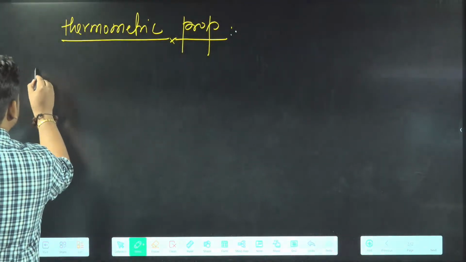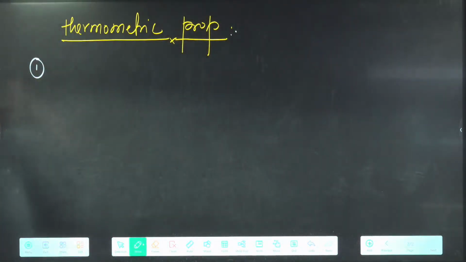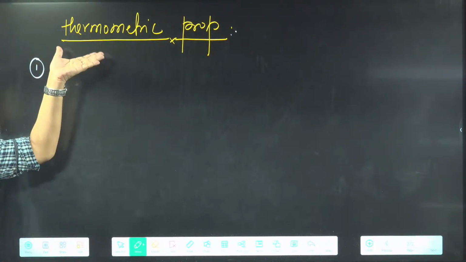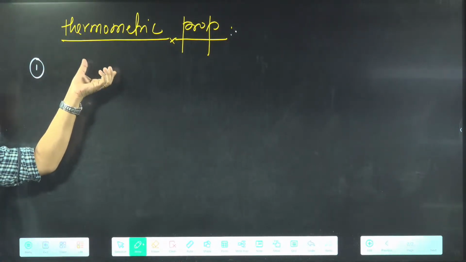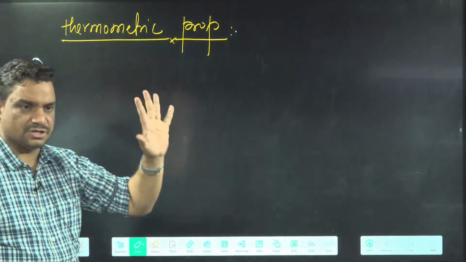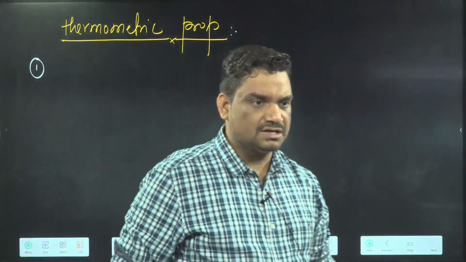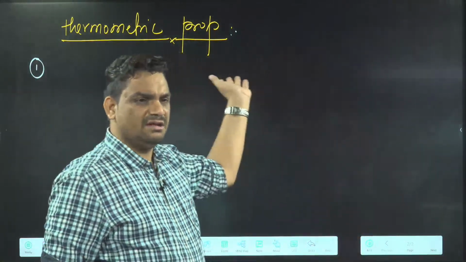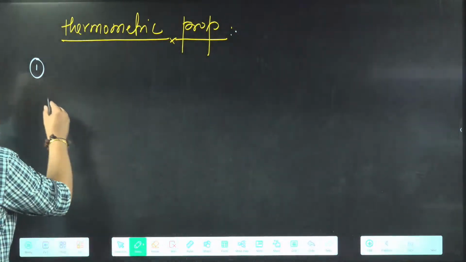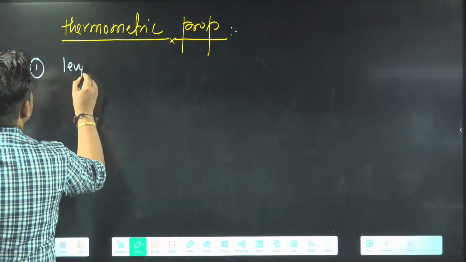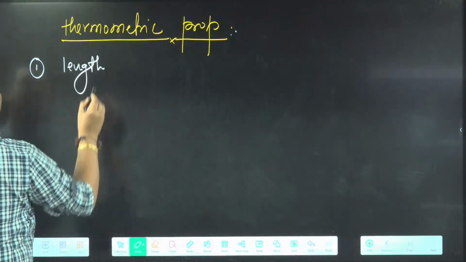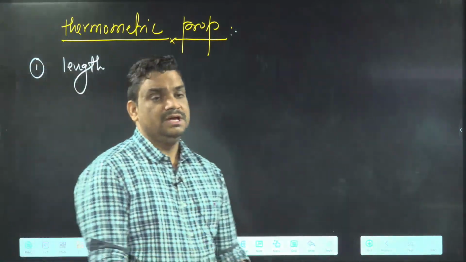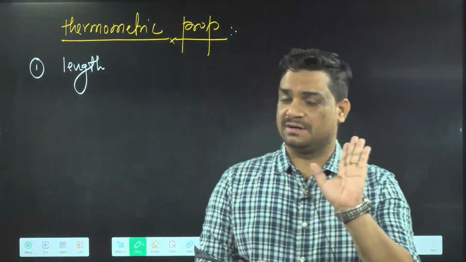Thermometric properties means which properties? Properties which will change with the temperature. Wherever we are changing the temperature, these properties will change and we can find that change, and using that change, we can get our temperature. So today is the last for online classes. Now let's complete the things first. So we can use a length, we can use the volume. So length will be changed with the temperature.